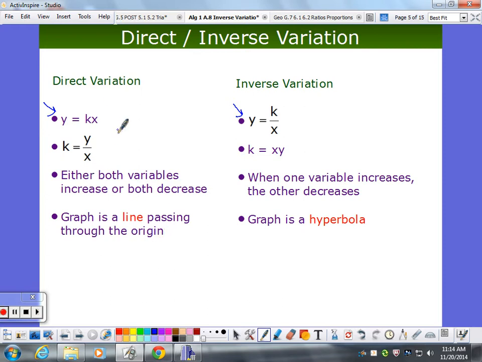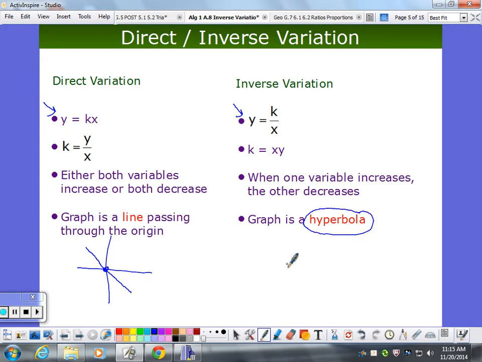Conceptually, in a direct variation, when your x gets bigger, your y gets bigger, or if your x gets smaller, your y gets smaller. For this one, if your x gets bigger, your y gets smaller. When you graph this, I can always tell if I have a direct variation if I have a line that goes through the origin. Now the graph of an inverse variation is a little more complex. It's something called a hyperbola.